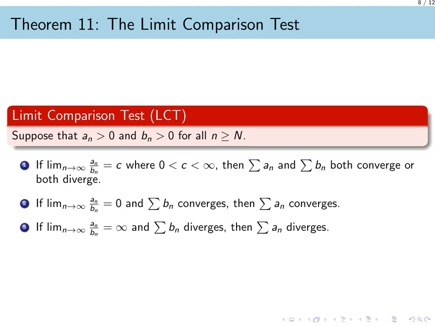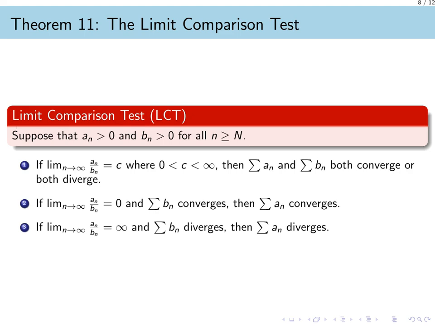Because of this relationship, if the series formed by the larger terms, which is the sum of bn, converges to a finite number, it effectively puts a cap on the series formed by the smaller terms. This forces the sum of an to converge as well.